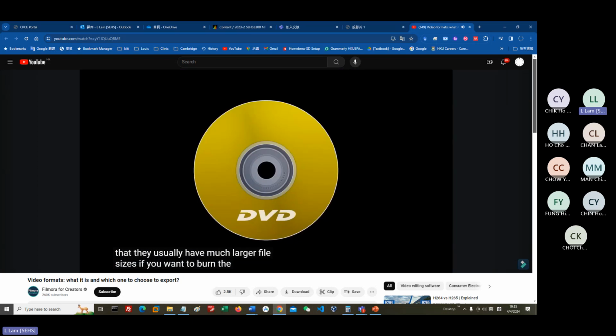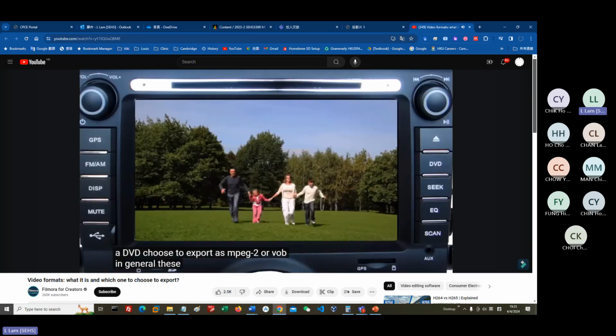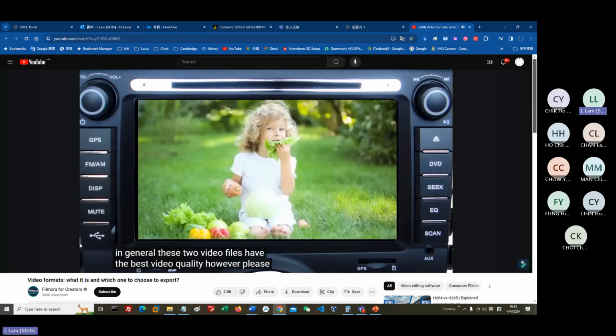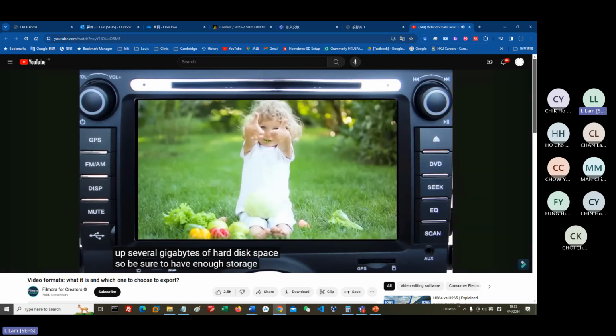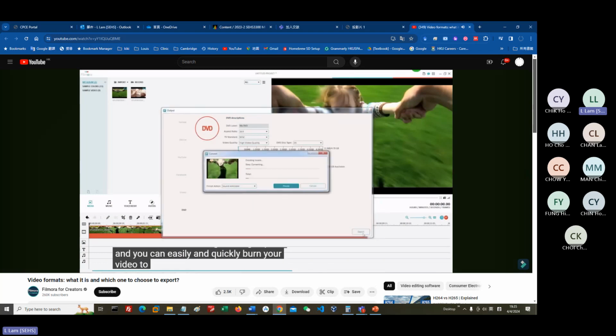If you want to burn the video onto a DVD, choose to export as MPEG-2 or VOB. In general, these two video files have the best video quality. However, please note that 60 minutes of video can take up several gigabytes of hard disk space, so be sure to have enough storage space, and you can easily and quickly burn your video to a DVD with Wondershare Filmora.